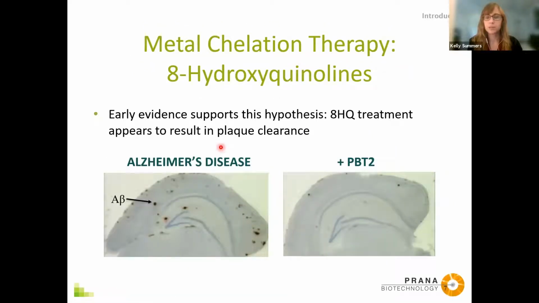And there was actually some really early evidence that provided some strong support for this hypothesis. In mouse models, 8-hydroxyquinoline treatment shows a really striking plaque clearance. So on the left here in an Alzheimer's model mouse brain, all of these little black spots are stains for amyloid beta. And you can see after the Alzheimer's mouse has been treated with one of these 8-hydroxyquinolines called PBT2, there's significantly less of these dark spots within the brain.